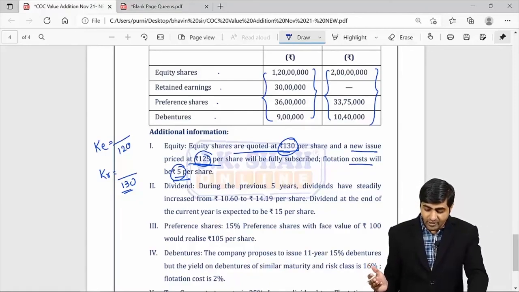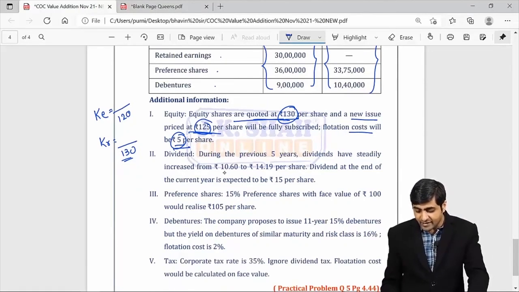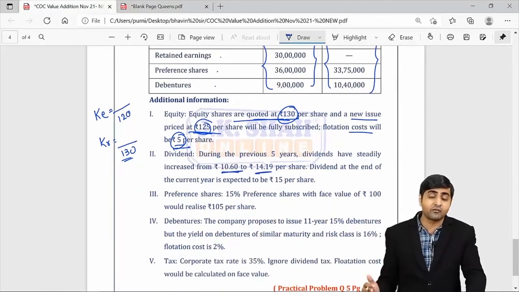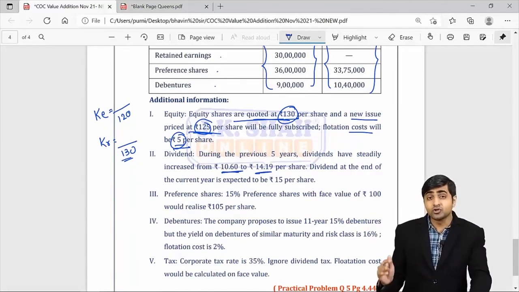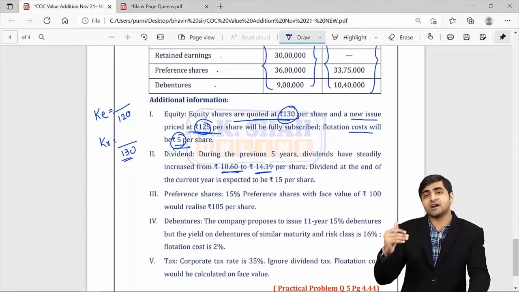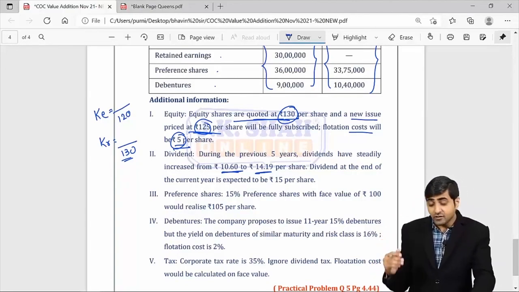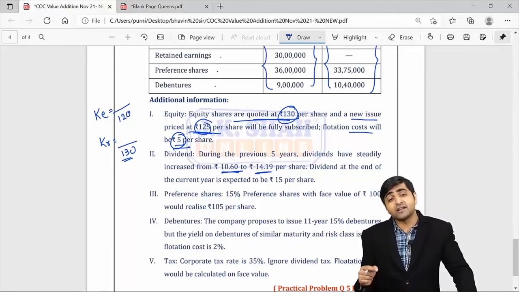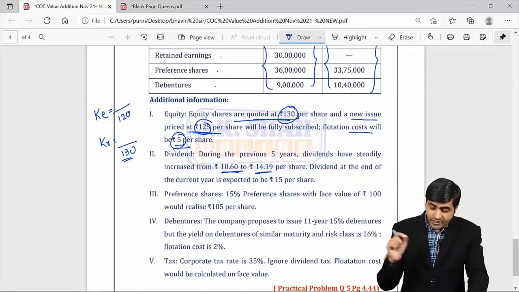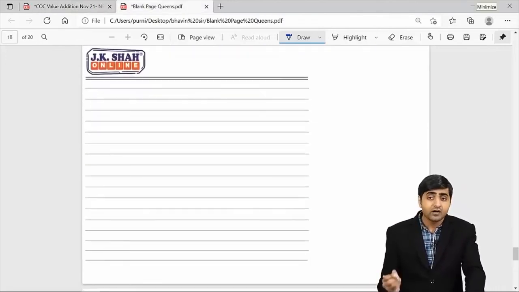will be calculated. Now how will you calculate your growth rate? That is also something which is new in this particular question, that the dividends are increasing from 10.6 to 14.19. Okay, so usually in our questions we used to always have the dividends year after year, that is at the end of first year, second year, third year, fourth year, etc. Here they have directly given you that the dividends will grow from 10.6 to 14.19. Now when such a situation comes, we have to calculate the growth rate as follows.